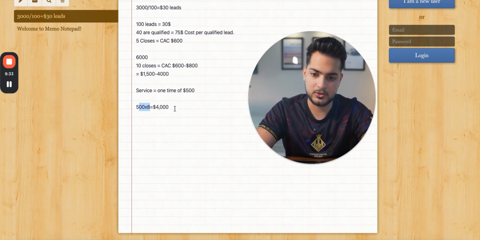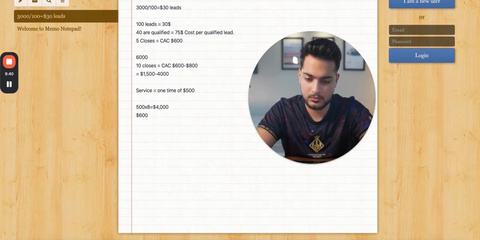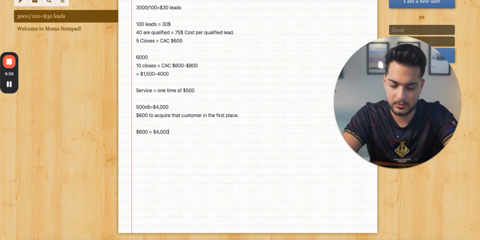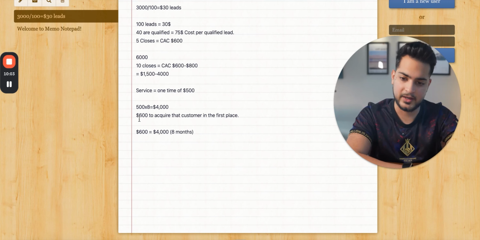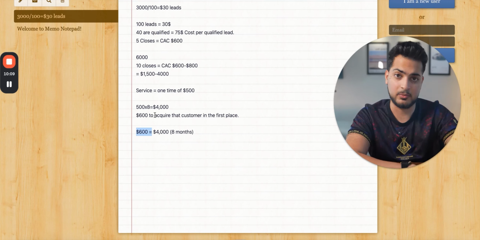Of course, it's going to take you 8 months to realize this, but you can stack this up as much as you can. So for example, if it costs you $600 to acquire that customer in the first place, then for every $600 you spend, you can acquire a $4,000 customer. But this would take you 8 months to realize, if you're very confident that you can keep them for 8 months or 12 months or forever. But this is how you can buy customers. But the math needs to make sense as well.